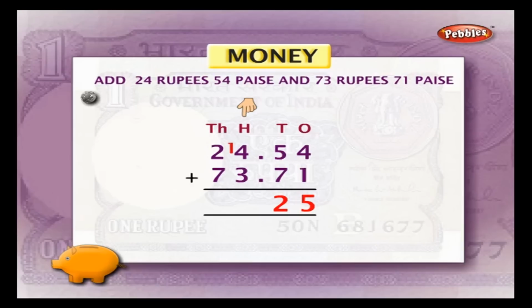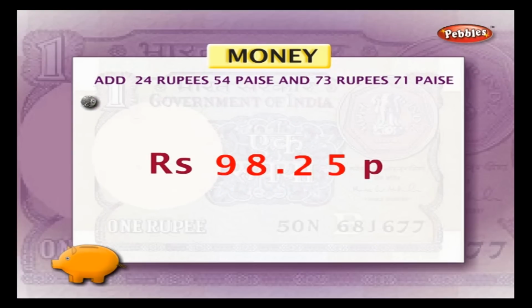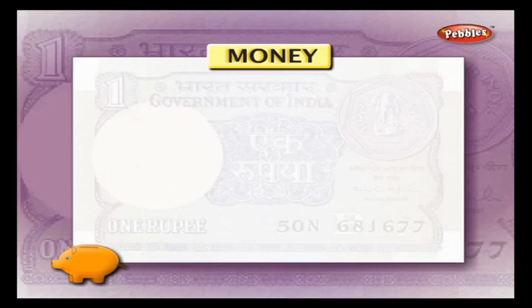Add hundreds column. 1 carryover number plus 4 plus 3 is equal to 8. Write 8 below the hundreds column. Add thousands column. 2 plus 7 is equal to 9. Write 9 below the thousands column. Now place the dot in the answer below the dot column. We get 98.25, that is 98 rupees and 25 paise only.